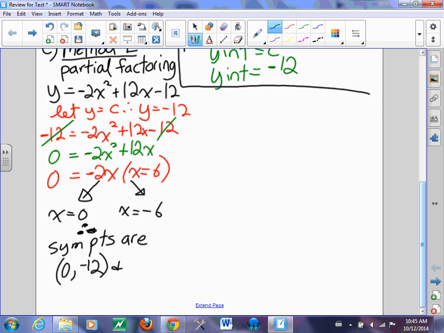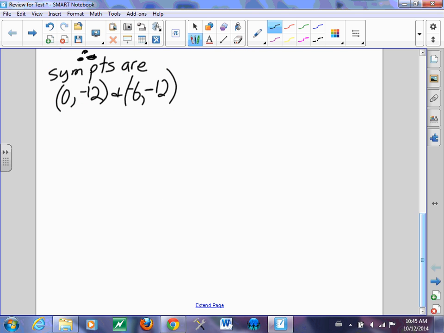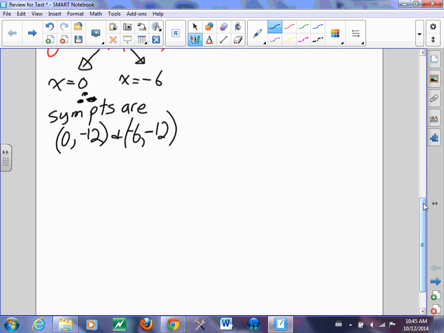And again, we let y equal negative 12, and our x is negative 6. So there's 2 symmetry points. So folks, just quickly what we did there, I didn't mean to do that twice, sorry guys. What do we know so far about our graph? We know our vertex is at 3, 6. We know that it opens down and that it hits the y-intercept at negative 12.